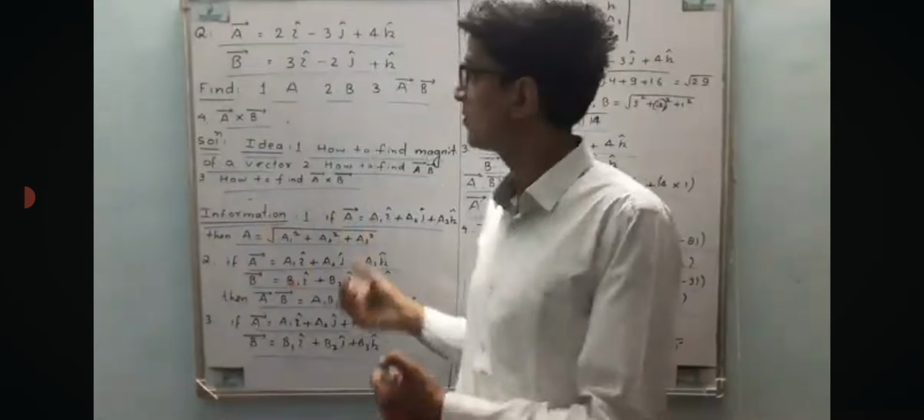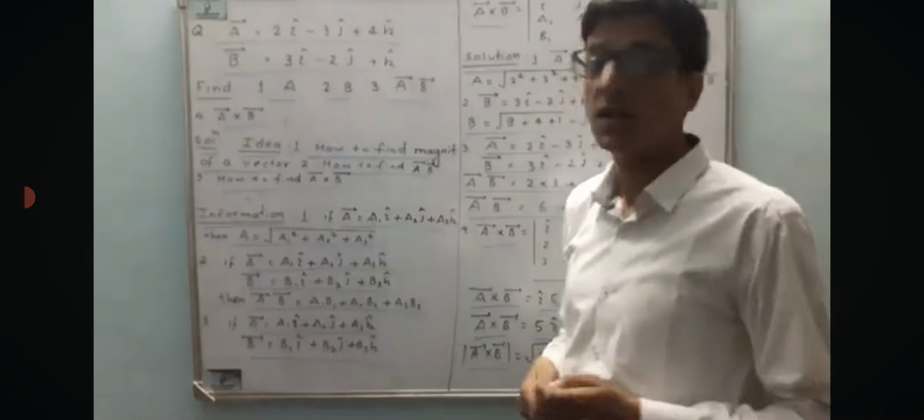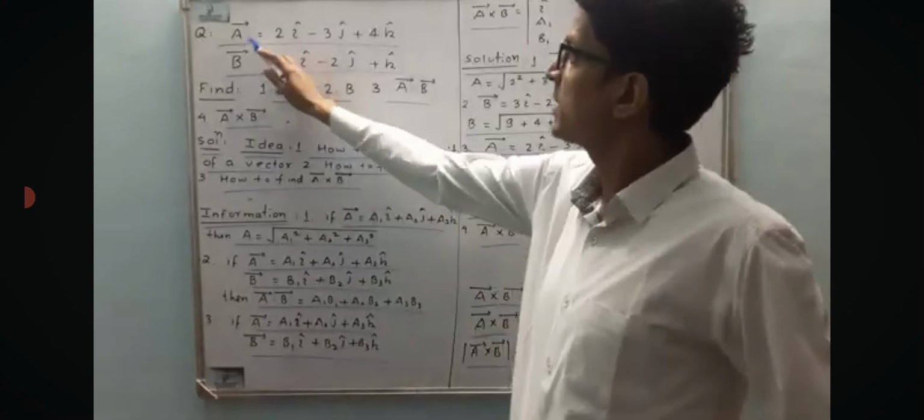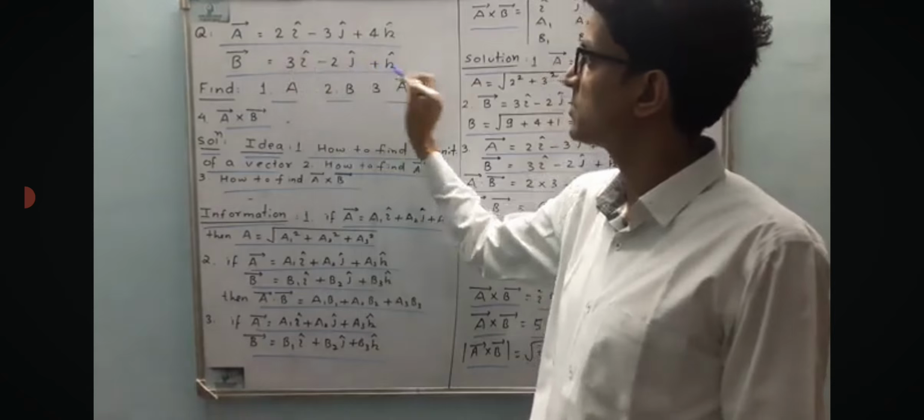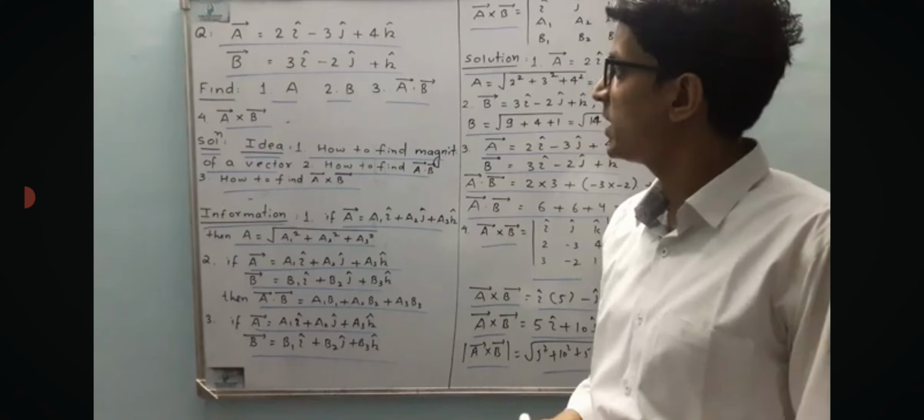Today we will discuss a question on vectors. You are given two vectors. Vector A is 2i cap minus 3j cap plus 4k cap, and vector B is 3i cap minus 2j cap plus k cap. You need to find the magnitudes A and B, A dot B and A cross B.